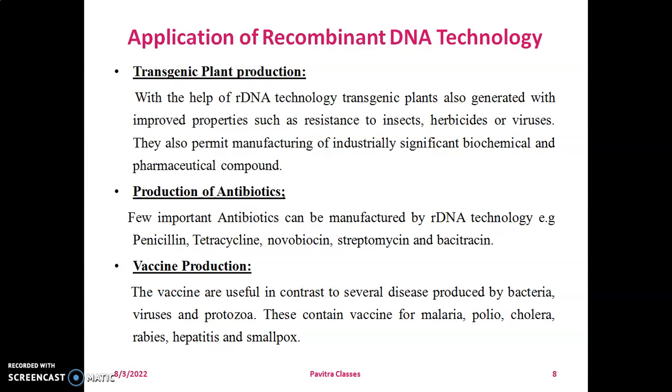The same applies to transgenic plant production. With the help of the recombinant DNA technology, transgenic plants are generated with improved properties such as resistance to insects, herbicides and viruses. They also permit manufacturing of industrially significant biochemical and pharmaceutical compounds, which can be produced by the transgenic plants.